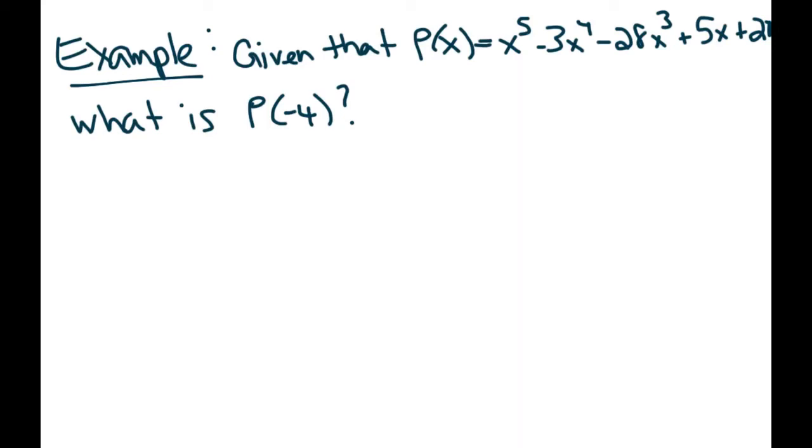On your own, I'd like you to do this problem. Given that p of x is equal to x to the fifth minus 3x to the fourth minus 28x cubed plus 5x plus 20, that really does say 20, what is p of negative 4?